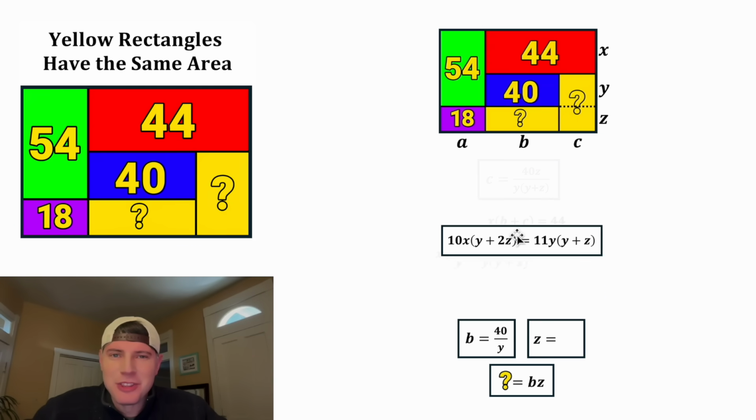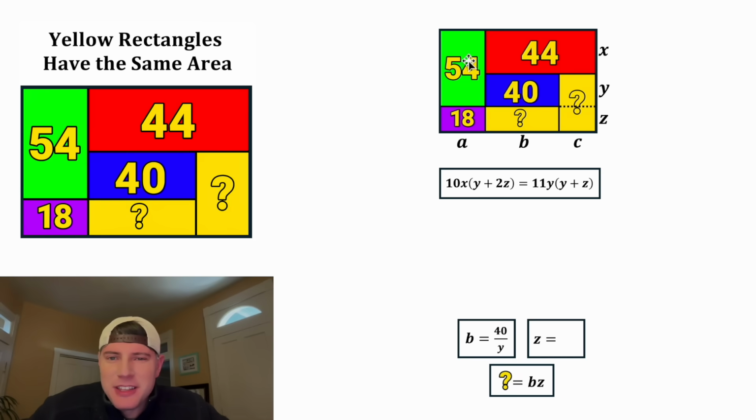And now I think we're done with all this stuff. And now from here, we haven't done anything with the green rectangle or the purple rectangle, so let's write down both of those formulas. For the green rectangle, it would be a base of A times the height of X plus Y equals the area of 54. And then for the purple rectangle, it'll be a base of A times the height of Z equals the area of 18. And then from here, we can do elimination.